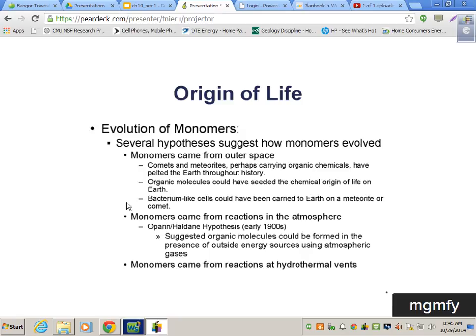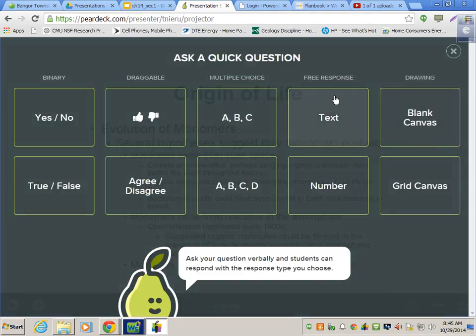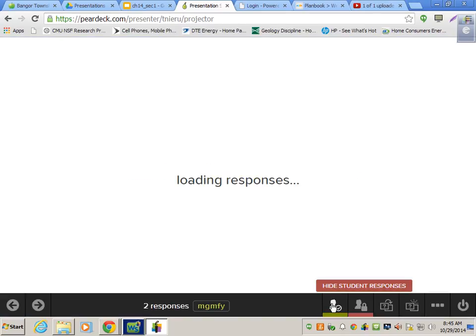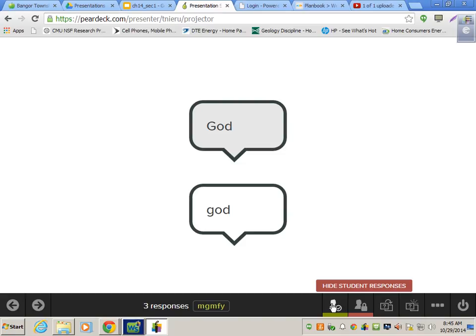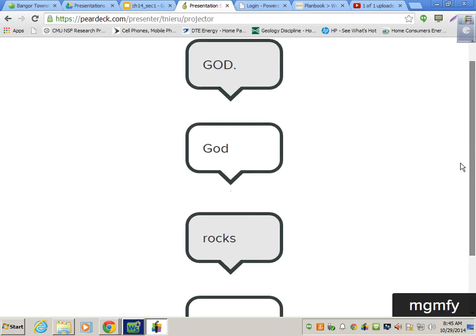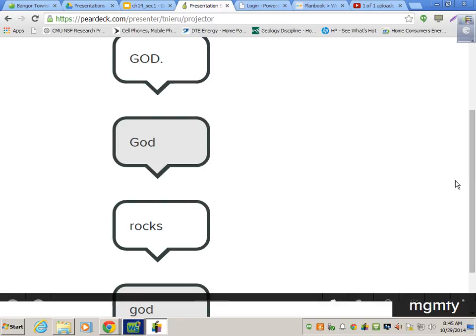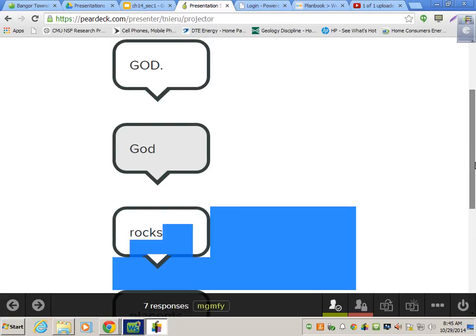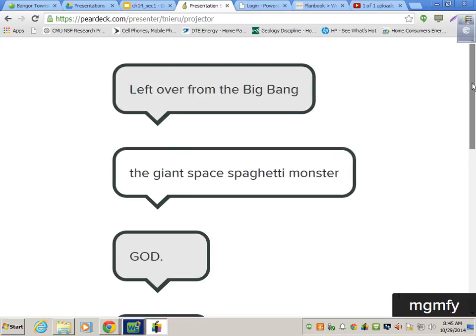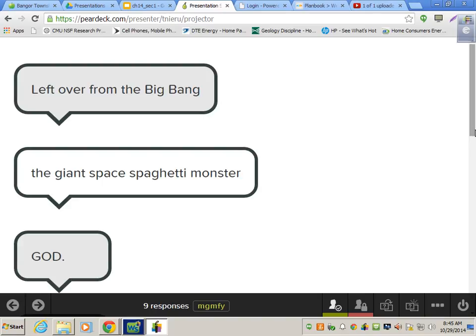No? Well, how about this? Where do meteors come from? Let's see what Earth science has done for you. Where do meteors come from? Oh, dear Lord. Folks, come on now. We can't talk about that. We have to steer clear of that. Rocks. Okay. God rocks. A white hole. Yes. Giant space spaghetti. Okay. All right.